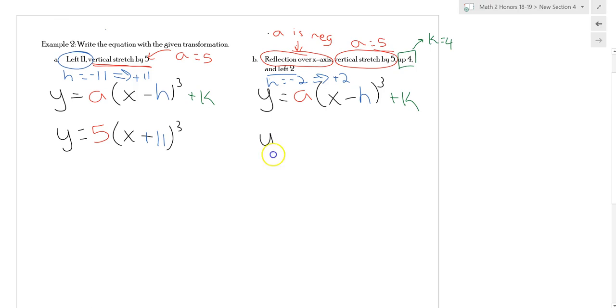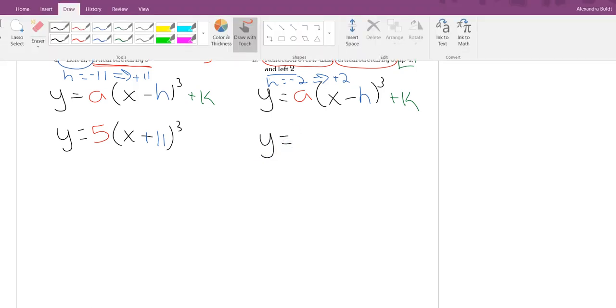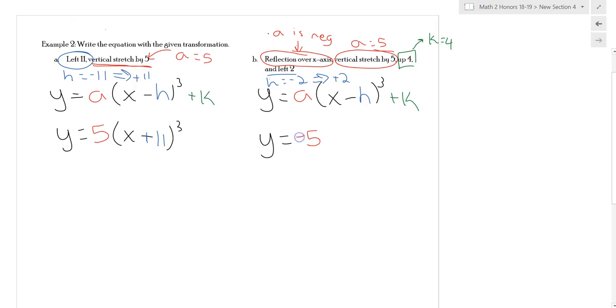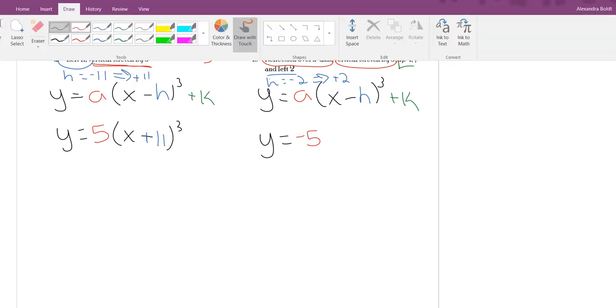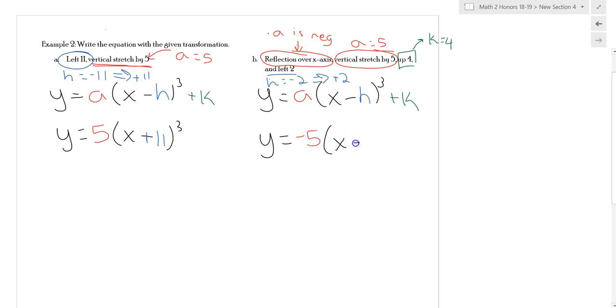Let me write this out. y equals, a is 5, but it's also negative, so negative 5, times x minus, h is negative 2, so we make it plus 2. And then my k, plus 4. And that's my equation there. So it's just a lot of substituting in the things that you're told. And that is it. All right, and I will see you guys tomorrow.